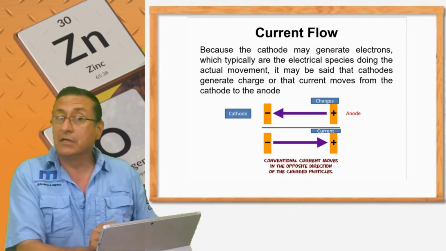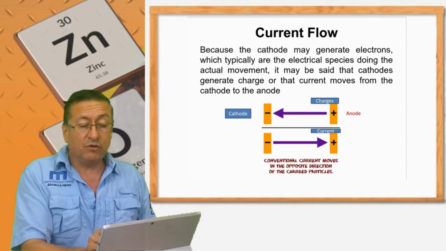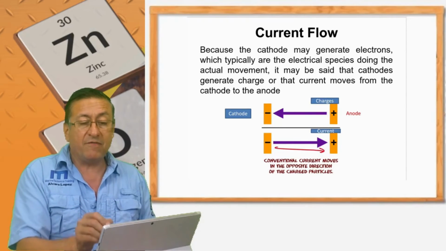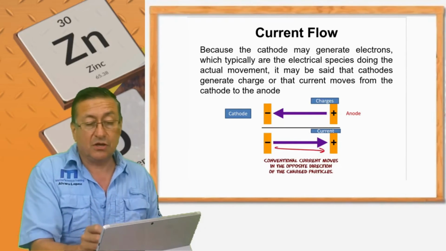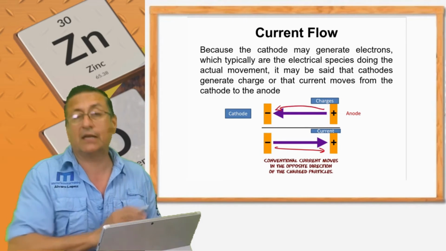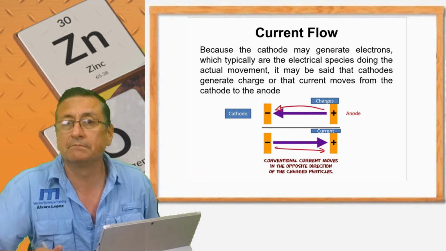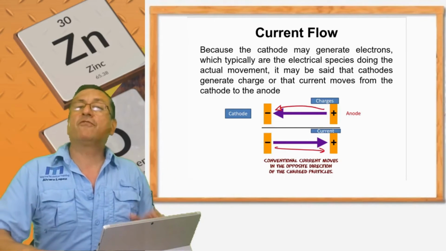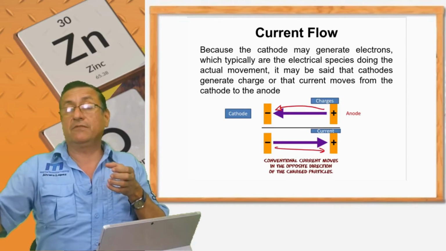The current goes from the negative terminal into the positive terminal. However, the flow of electrons is moving from the positive terminal into the negative terminal. Simple. Is that clear? Don't forget that. The charges are moving from the positive terminal into the negative terminal.